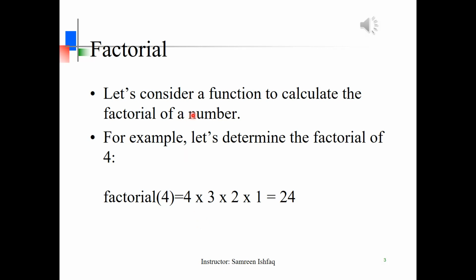Let's consider a function that calculates the factorial of a number. So what is the factorial of a number? The factorial of a number is the product of all integers from 1 to that number. For example, factorial of 4 is 1 multiplied by 2 multiplied by 3 multiplied by 4, that is equivalent to 24.